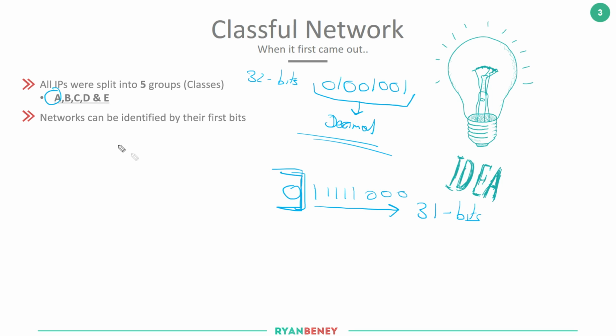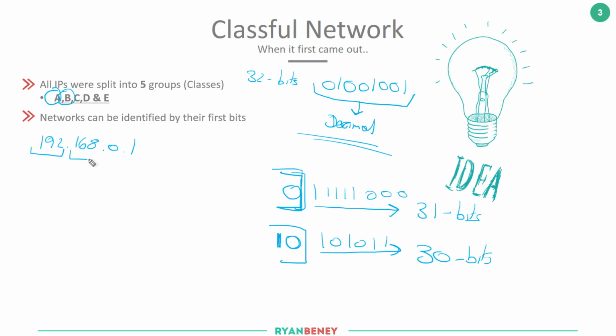For class B, the first bit had to be a 1 and the second bit had to be a 0, and the remaining 30 bits can be, again, any pattern, and that would identify class B. And each of these address groups had a pattern in the first octet, because remember, when we look at an IP address, for example, 192.168.0.1, this is one octet, this is another octet, another octet, another octet, and the part that identifies the class is the first octet. So if the first bit in the first octet started with a 0, and the bits after that could be anything, then it'd be a class A.